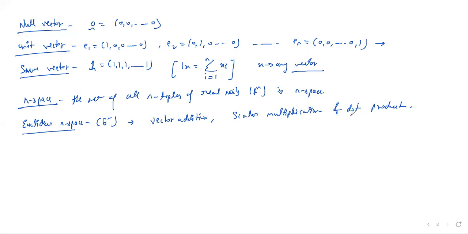So we'll study the product. First, we'll learn what the dot product is. So what is the Euclidean n space? It has to satisfy three properties.